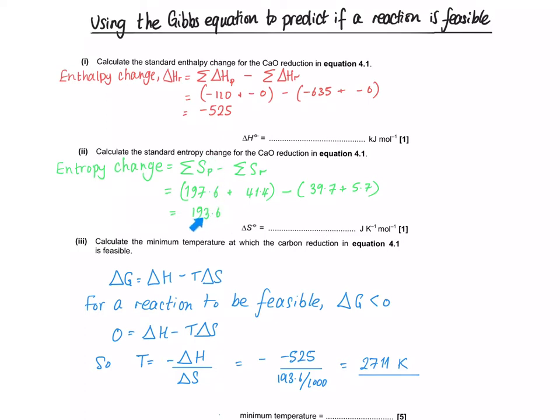The value for delta S is 193.6, but the units of delta S are joules, and the unit for delta H is kilojoules. So to make this all work, we have to convert the delta S into kilojoules. So we divide 193.6 by 1000, to convert the delta S into kilojoules per Kelvin per mole. So when we put the numbers in, the number we get is 2711 Kelvin. So the answer to the question is 2711 Kelvin.